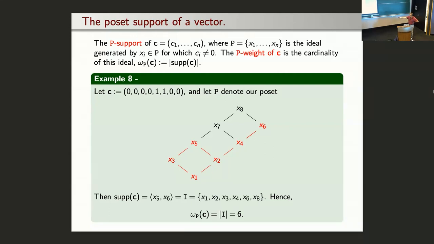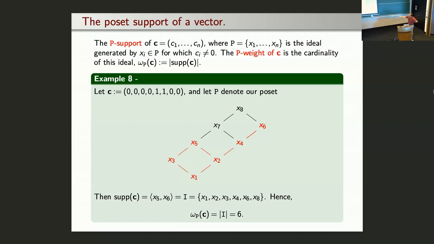Then I receive this code word C. I look at the non-zero entries of the code word. They occur at the fifth and the sixth positions. I look at my Poset and pick the fifth and sixth vertices. Then I take every element in the Poset that is equal to or less than these two. So this is the red marked region. This is the support of this code word in this Poset, because my non-zero coordinates are at the fifth and sixth coordinates.